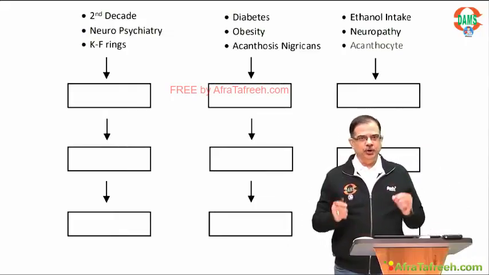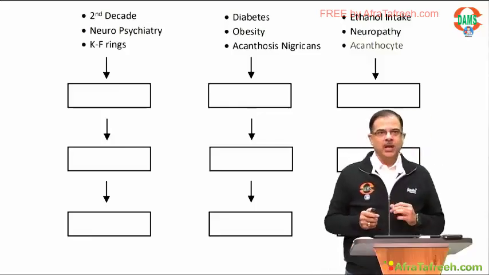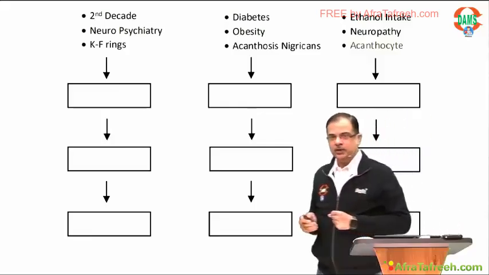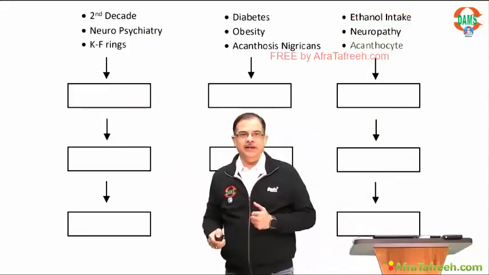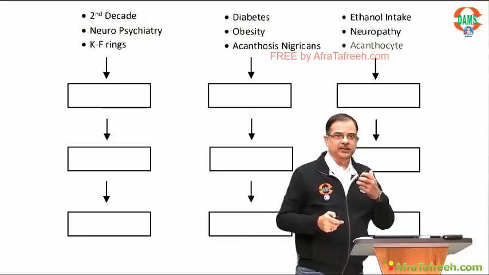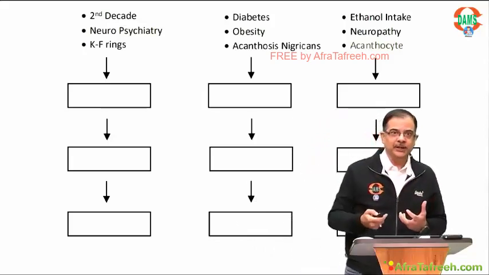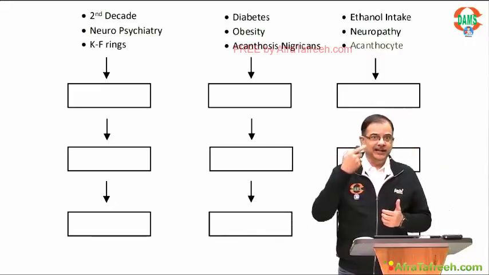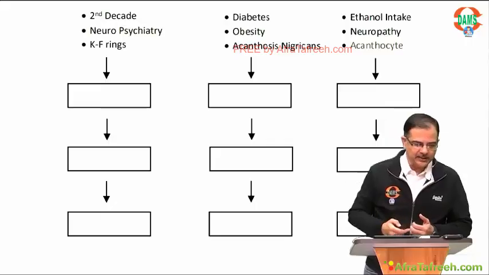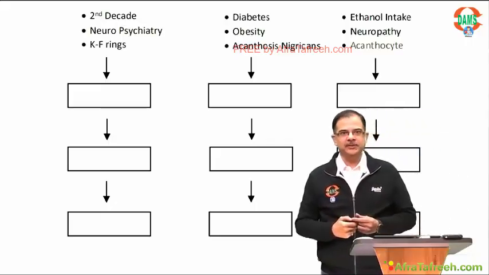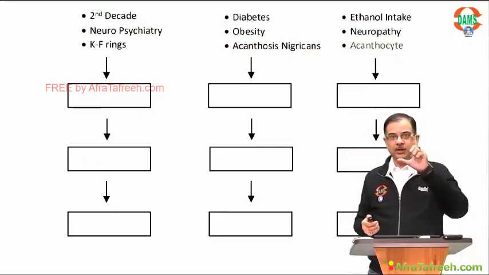The patient has jaundice and the patient has SGOT, SGPT elevated. Now this patient comes to us in the second decade. So the patient is coming in the second decade and has neuropsychiatric behavior abnormalities. And when we check the icterus, along with the icterus, KF rings are also seen in the eyes. So that means we are suspecting a case of Wilson disease.